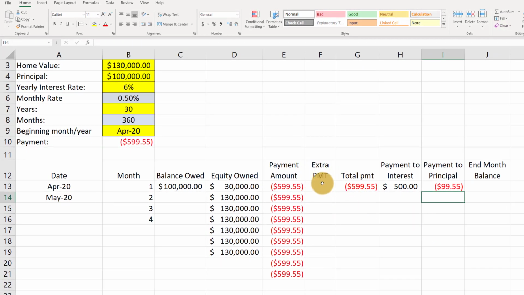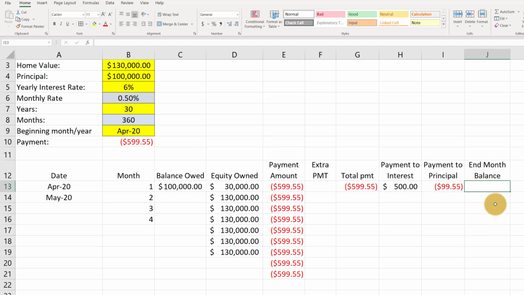And so look what happens if we make an extra payment of $100 right here. That goes up to $199.55. When you make that little extra payment, 100% of that extra payment, you own it because it's paying down the balance, right? How much do we owe the bank now? Well, at the beginning of the month, we owed $100,000. We paid $99.55 of the balance off by making our payment.